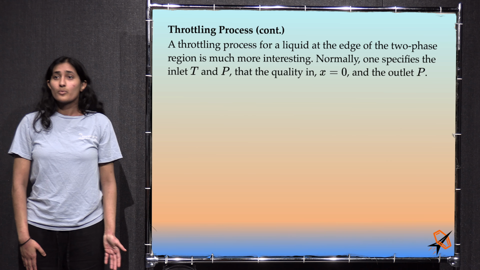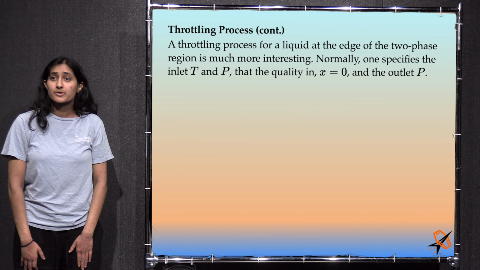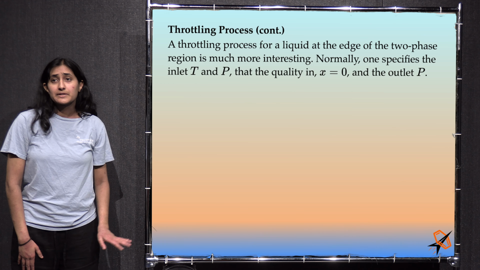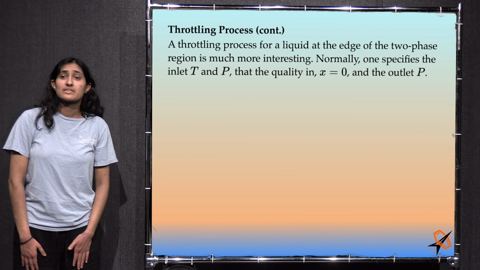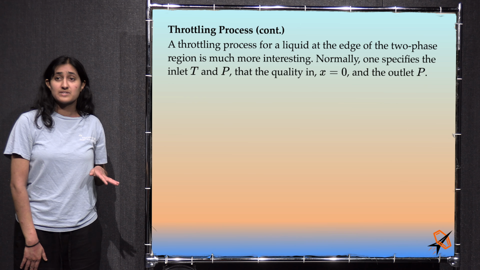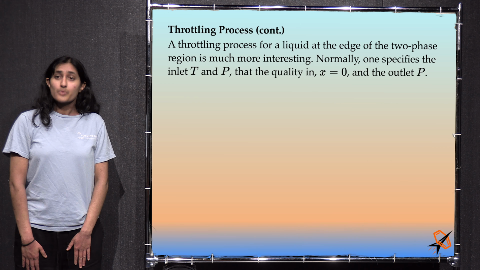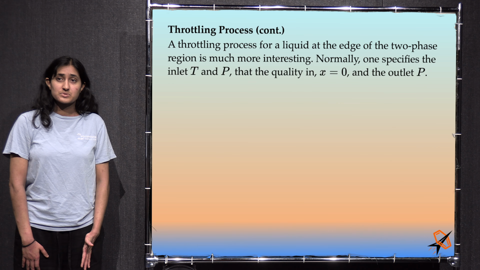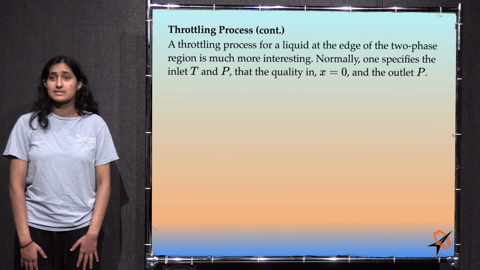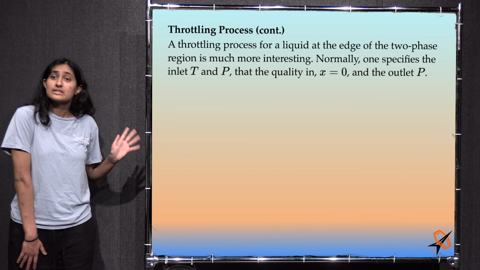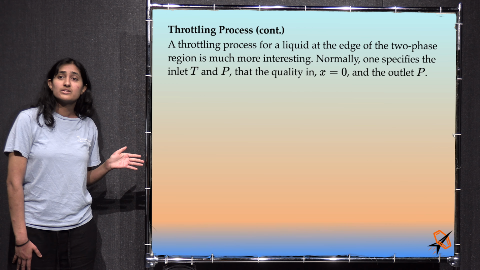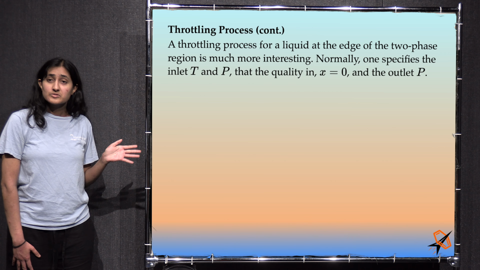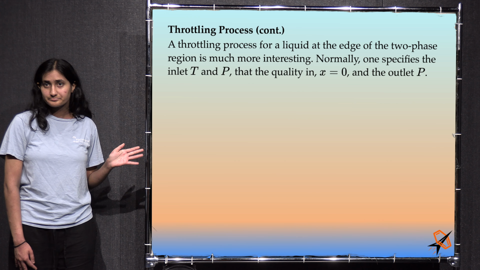Well, where do you find throttling processes? As mentioned, you will find them quite frequently in a refrigeration cycle or a vapor compression cycle, which we will study a little later. In a refrigerator, you start with a liquid at the edge of the two-phase region that you have just finished condensing in your condenser. So, a throttling process for a liquid at the edge of the two-phase region is much more interesting than an ideal gas case. Normally, one specifies the inlet temperature and the inlet pressure, and that the quality of the incoming fluid is 0. We also specify the outlet pressure.